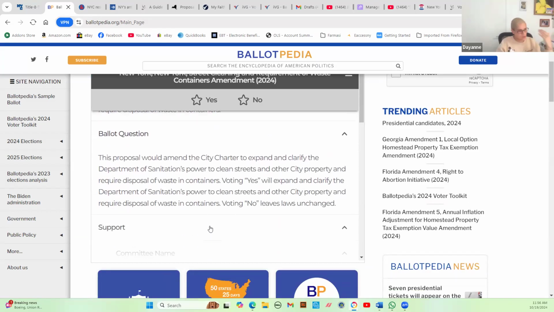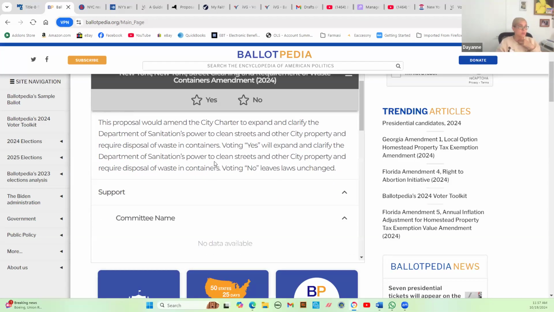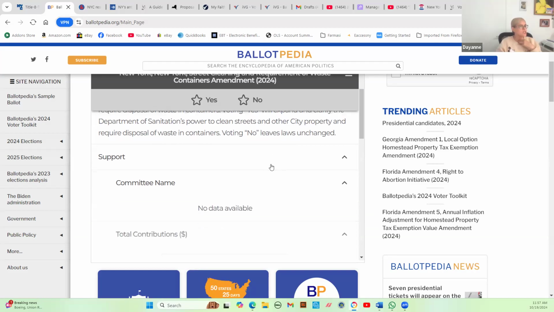straight here, and it's again all revolving around the city charter. This proposal would amend the city charter to expand and clarify the Department of Sanitation's power to clean streets and other city property and require disposal of waste in containers. Voting yes will expand and clarify the Department of Sanitation's power to clean streets and other city properties. Require disposal of waste in containers. Voting no leaves the law unchanged.